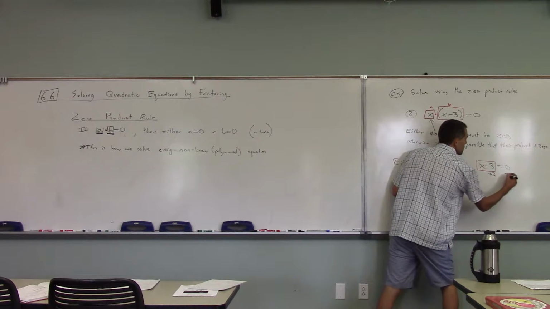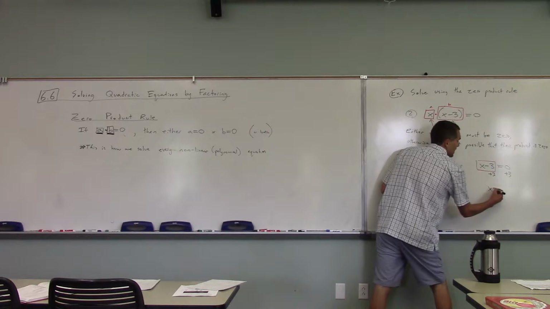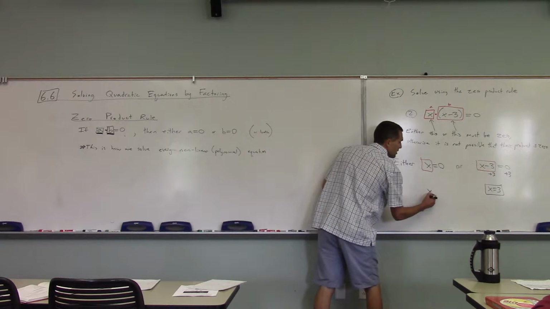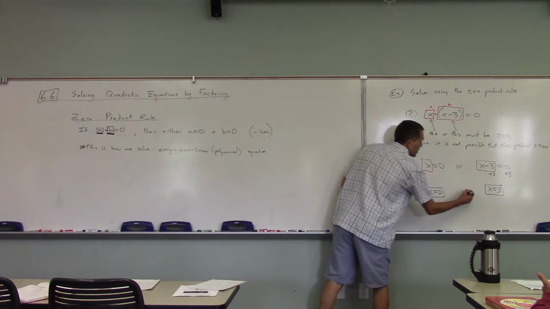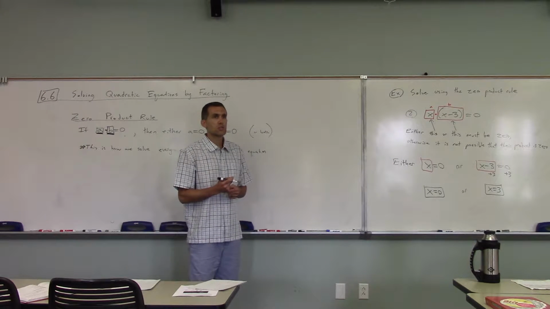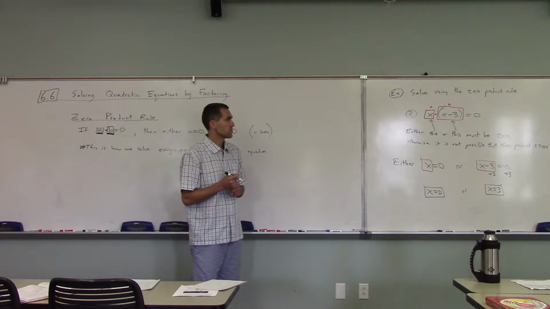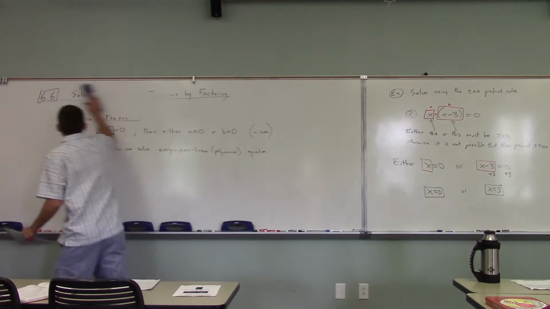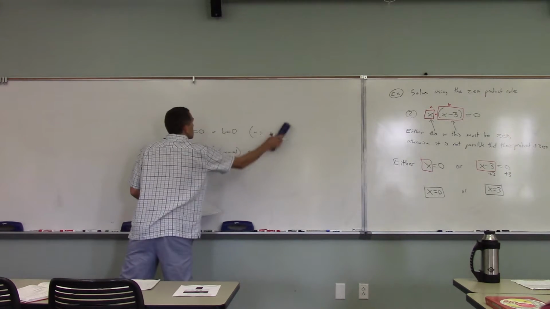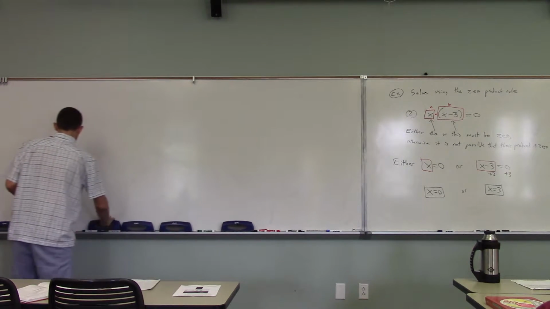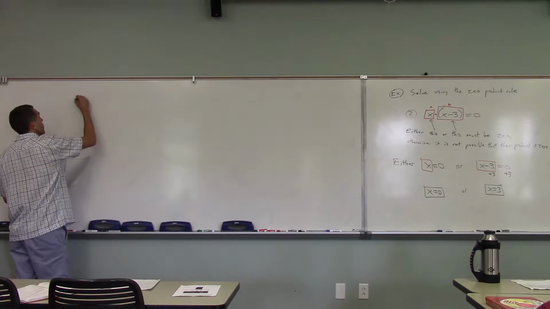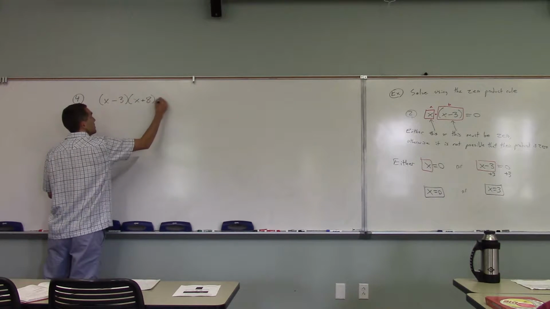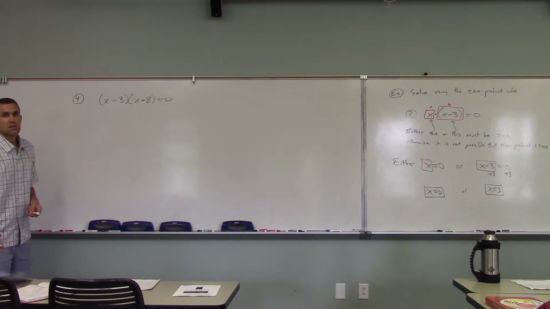Okay, so plus 3, solving this, we get x equals 3. So our 2 possible answers are either x equals 0 or x equals 3. Two possible solutions. Questions on that? Okay, I'm going to do a similar problem and then we'll work on some general steps. Similar problem, number 4: x minus 3 times x plus 8 equals 0. How would we solve this?